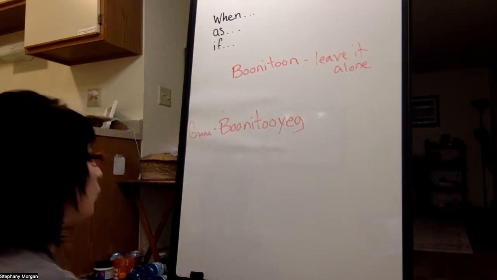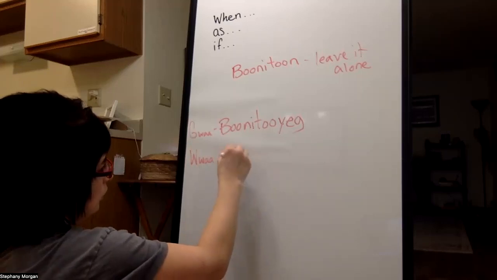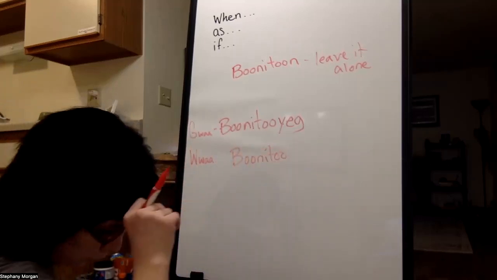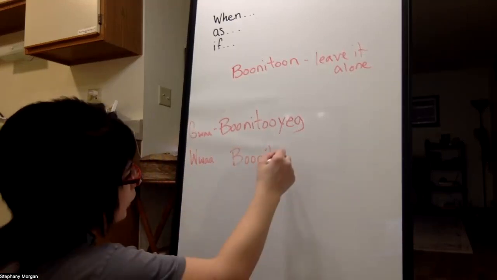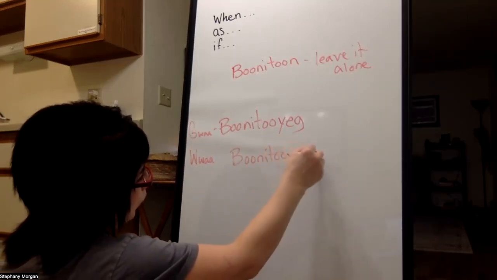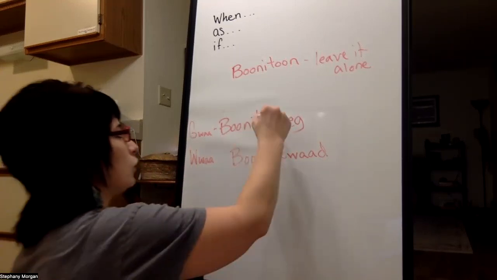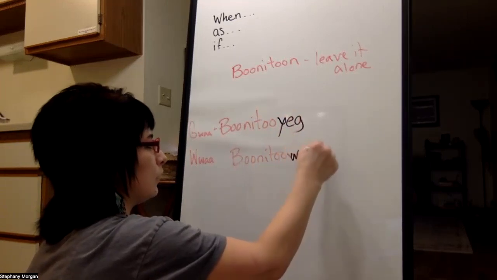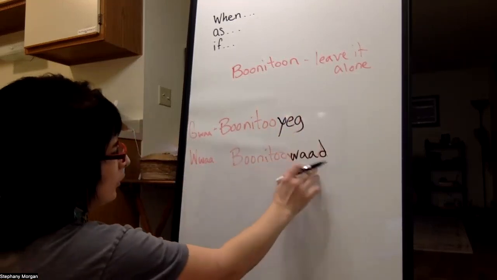And then if we want to talk about winawa, they, more than one, he or she, wunituad. Yep, that N still falls off, and you just get wad on the end. Wunitu yeg, wunitu wad. When, as, or if they are leaving it alone.